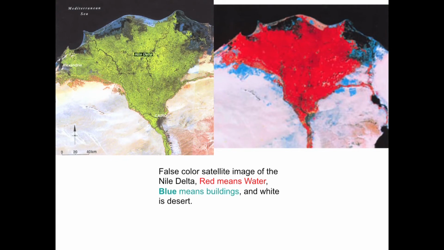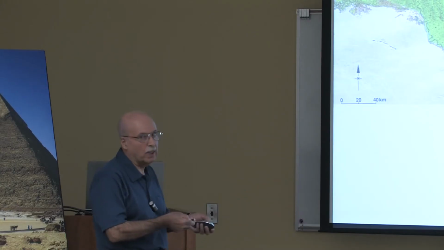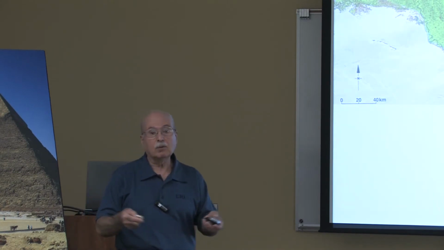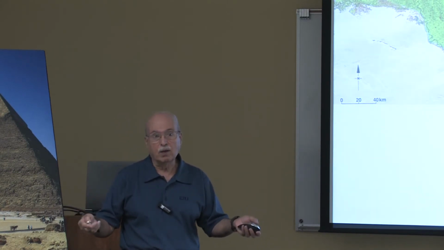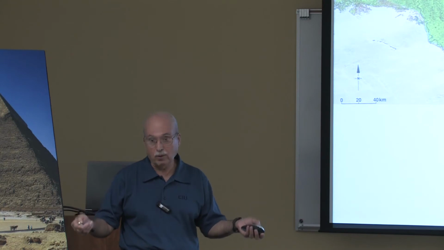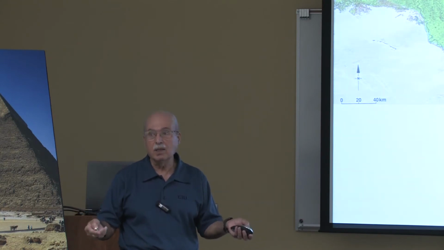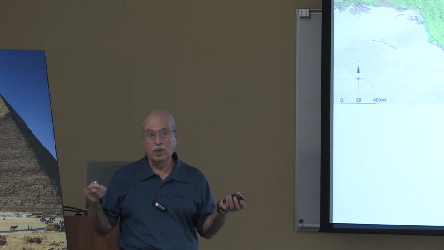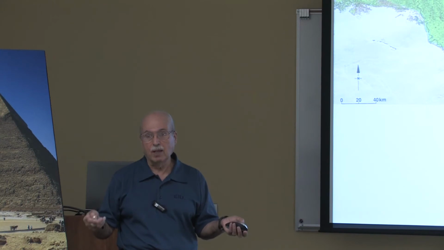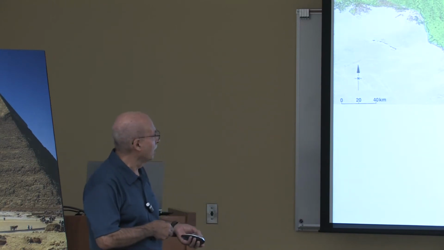This is the Nile Delta, a false color image of the Nile. Red means water. This is where the Nile comes and spreads its water into many tributaries. So a large area suddenly gets this water when they need it in the summertime, when they need to grow food. Blue means buildings in some of these areas, and white is the desert.